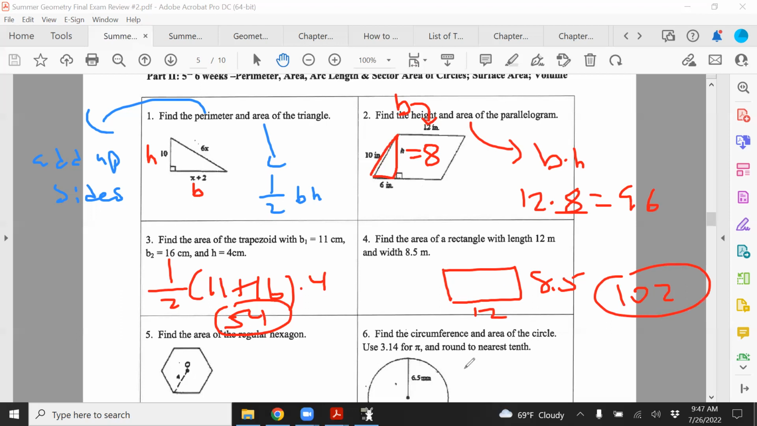Circumference and area of a circle. So circumference is 2 pi r. Area is pi r squared. And your radius is 6.5. Oh, you guys can't see that. Excuse me. Again, I totally trust you guys to do that just fine. Not worried about that at all.